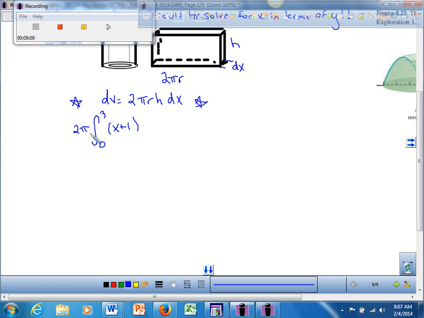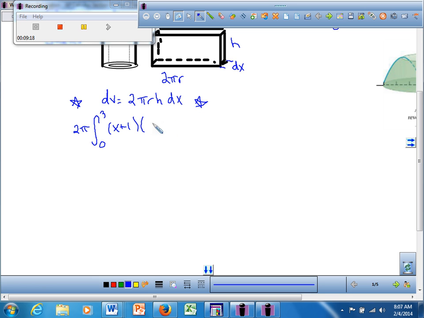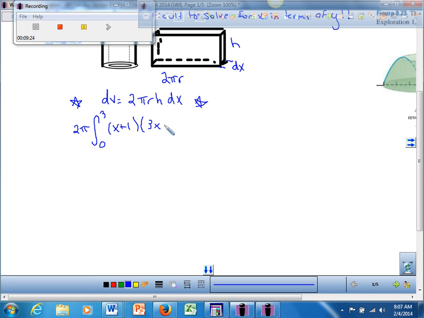So now we have 2 pi r. What about the height? What's the height of my shell? The function f of x. And what is our function? What is it? 3x minus x squared? That is our f of x.